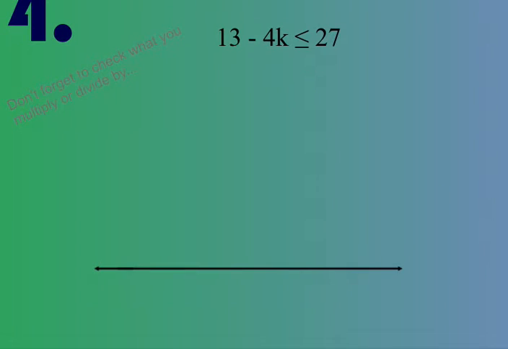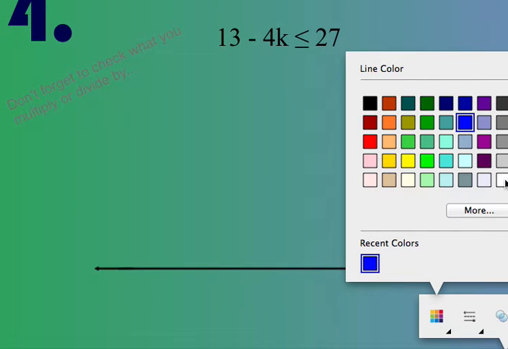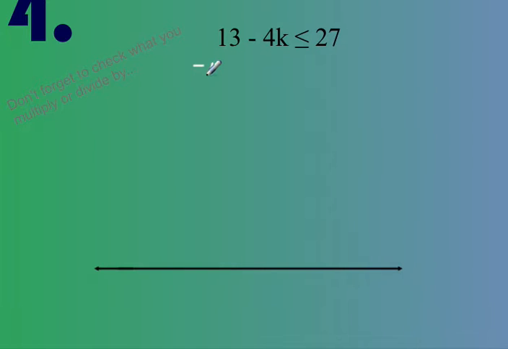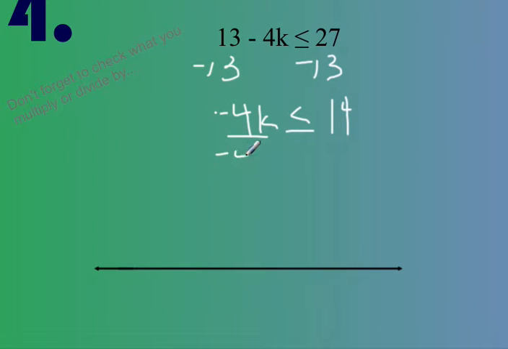Okay, so let's take a look at number 4. So first thing on number 4 I need to do is get rid of that constant. So I'm going to go ahead and subtract 13 from both sides. So we have negative 4k is less than or equal to 27 minus 13, which is 14. So now I can go ahead and divide both sides by negative 4. And even as I'm saying that, I'm thinking, oh wait, I'm dividing by a negative. Okay, I got to make sure I flip that symbol. So now that I'm dividing by a negative, I flip that symbol.